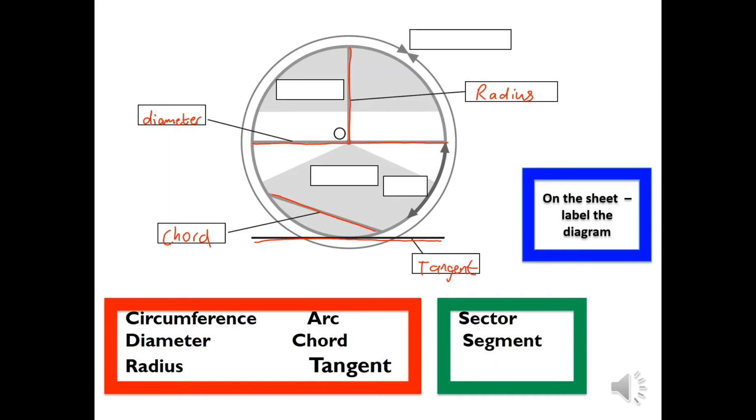Okay. So the perimeter of the circle is also known as the circumference. It's the total distance all the way around the circle. So this distance all the way around the circle is known as the circumference. So I'm just going to label that circumference.